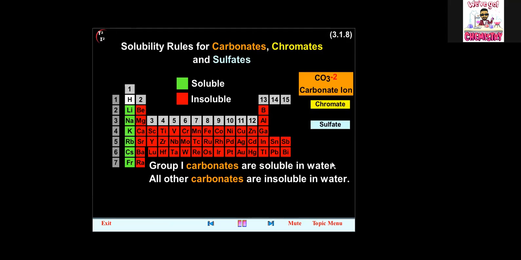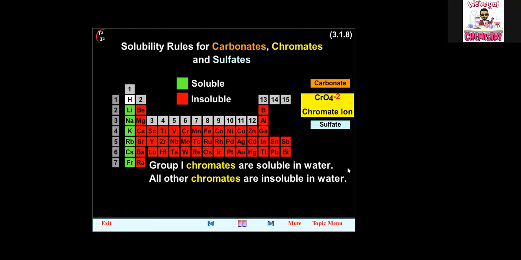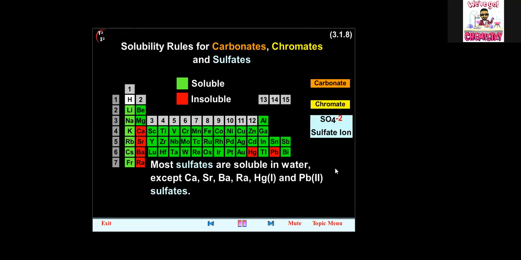Group 1 carbonates are soluble in water. All other carbonates are insoluble in water. Group 1 chromates are soluble in water. All other chromates are insoluble in water. Most sulfates are soluble in water except calcium, strontium, barium, radium, mercury(I), and lead sulfates.